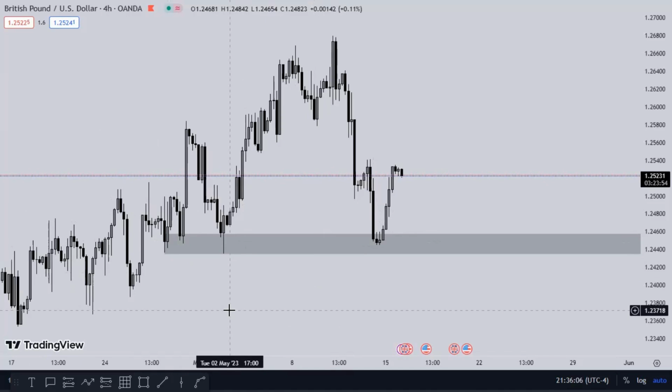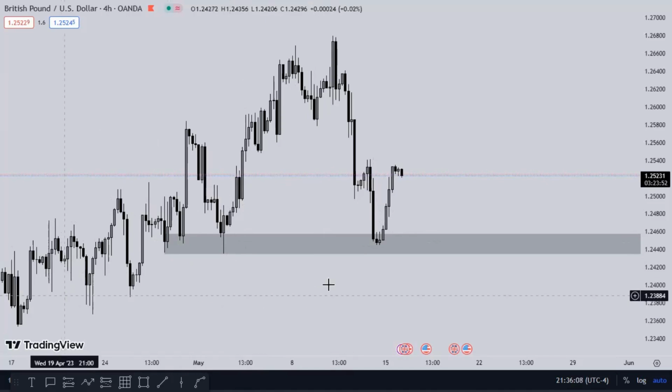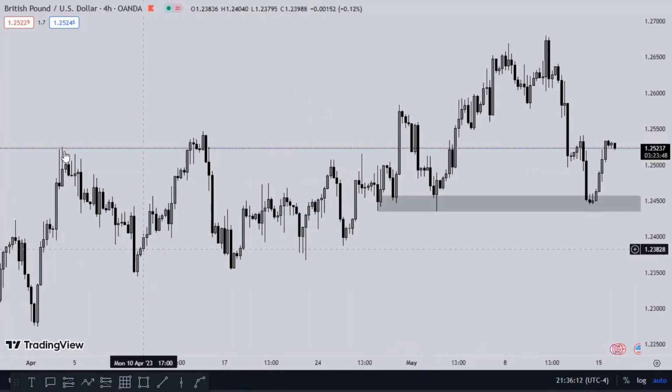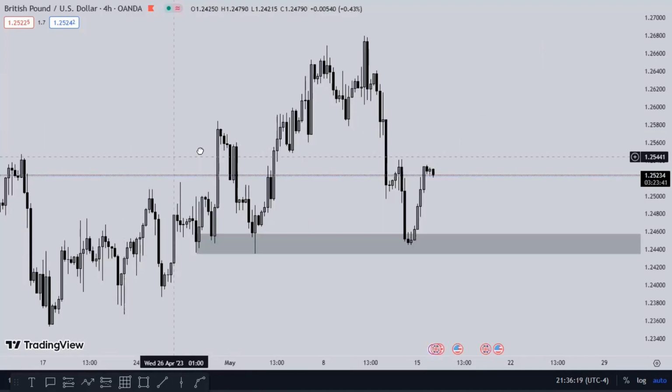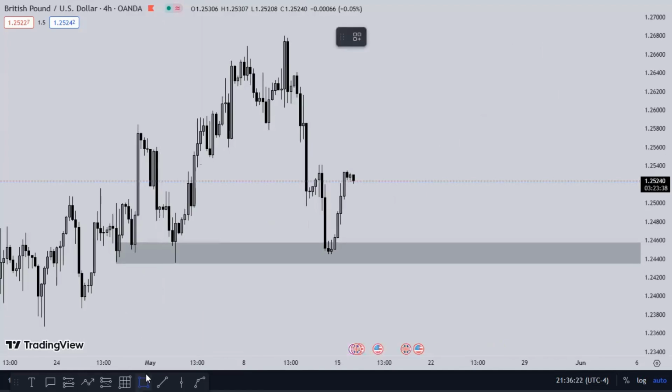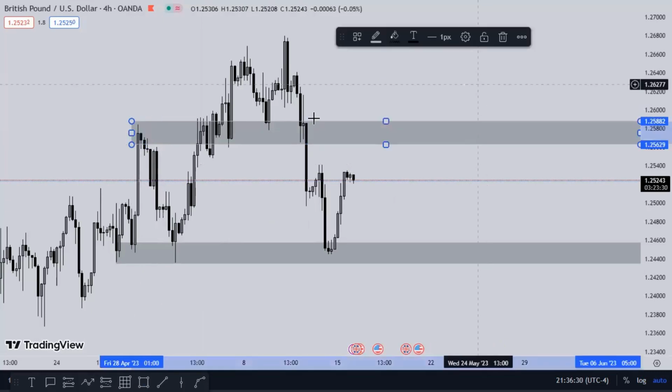Okay. Yes. That's it. So I see this area here. When I look keenly, they don't really match up. Then I have this area here. I see this area in price. I can draw this out.